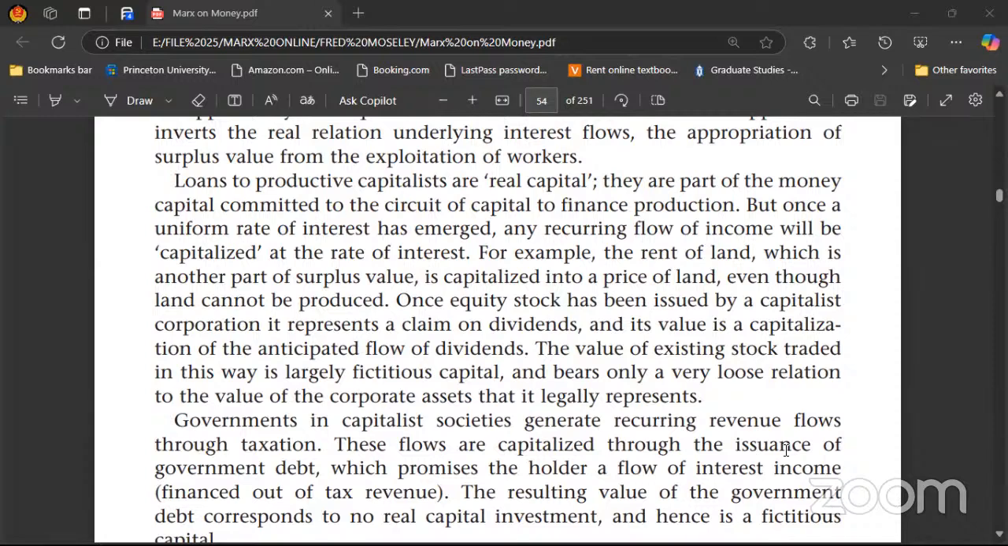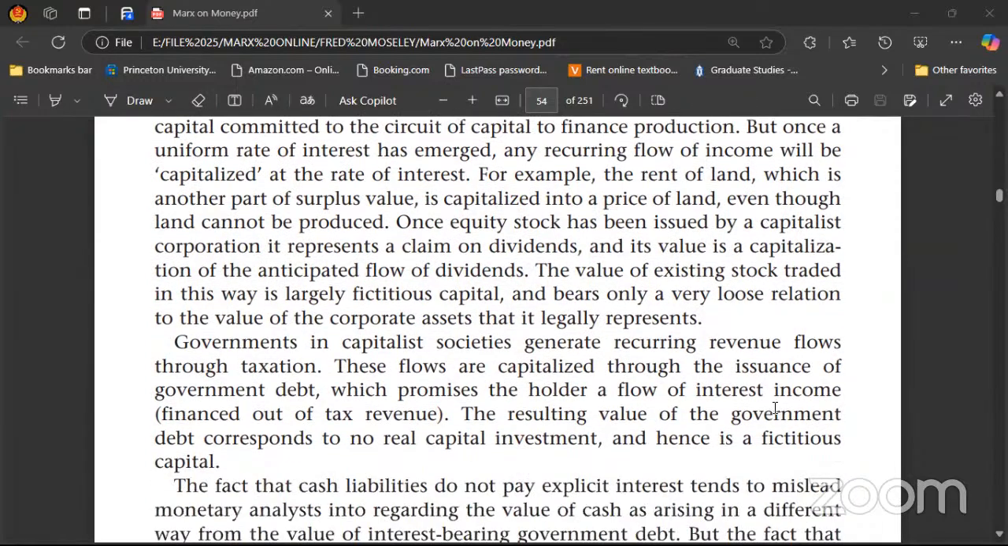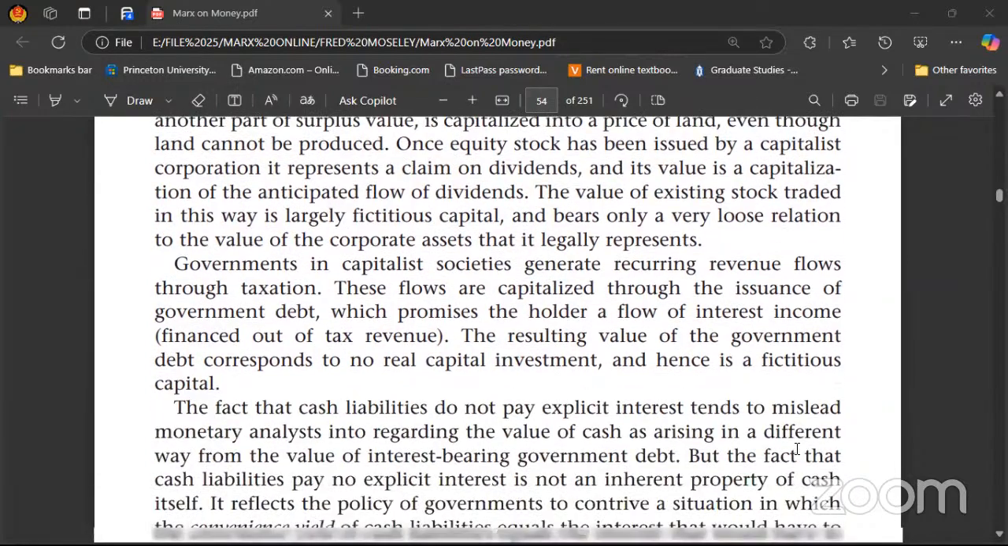Once equity stock has been issued by a capitalist corporation, it represents a claim on dividends, and its value is a capitalization of the anticipated flow of dividends. The value of existing stock traded in this way is largely fictitious capital and bears only a very loose relation to the value of the corporate assets that it actually legally represents.